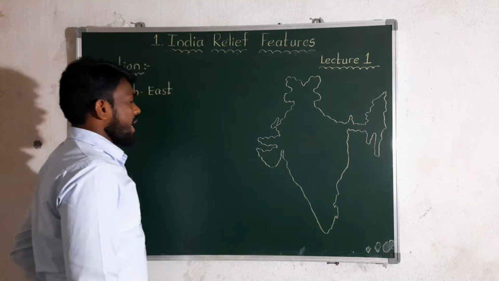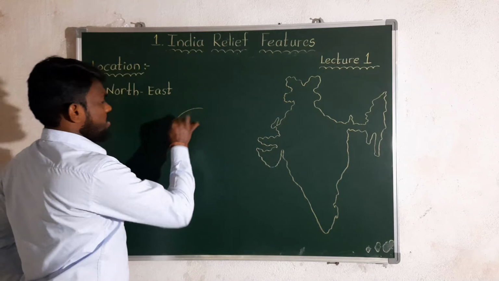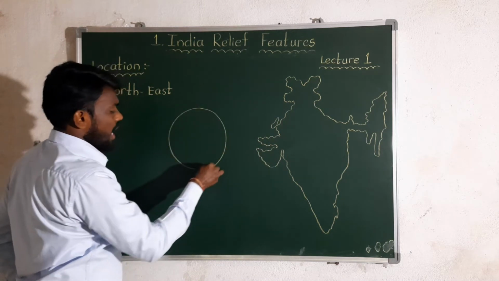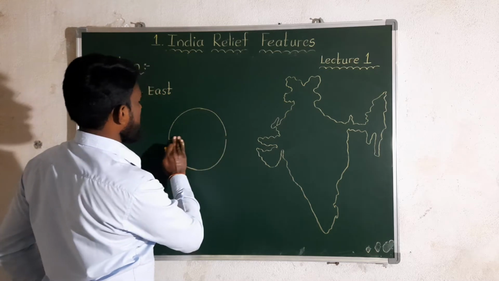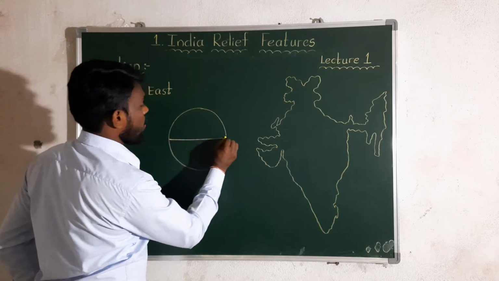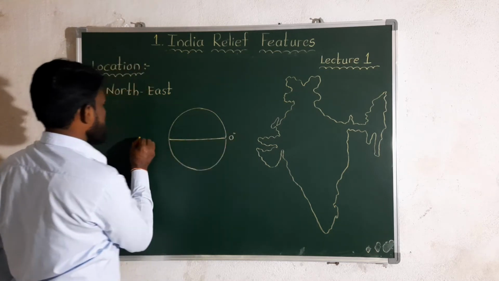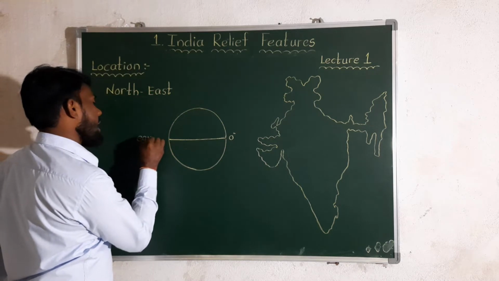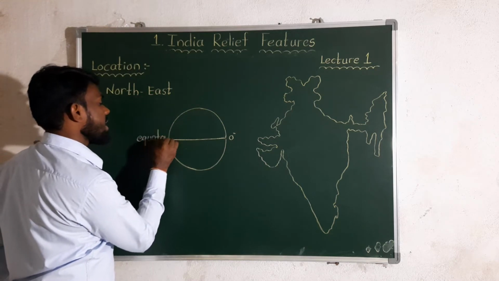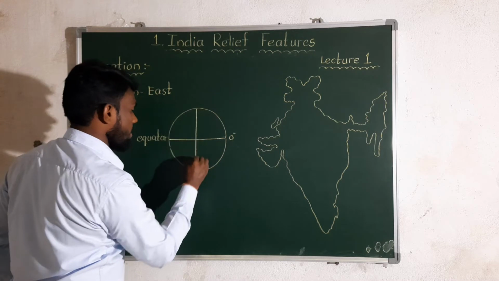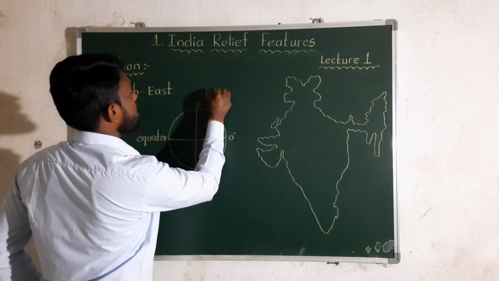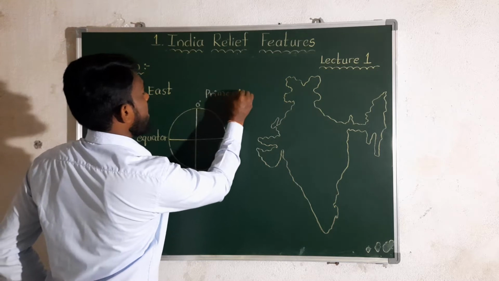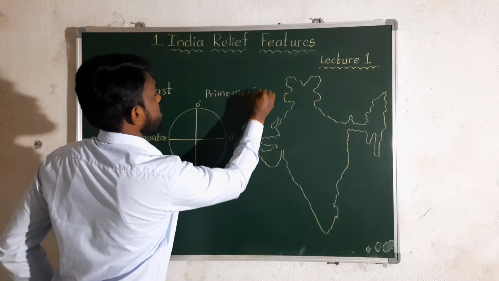Before that, let me draw this. This is the earth. This is the 0 degrees latitude, which is called the equator, and the next one is the 0 degrees longitude. This is called the prime meridian.